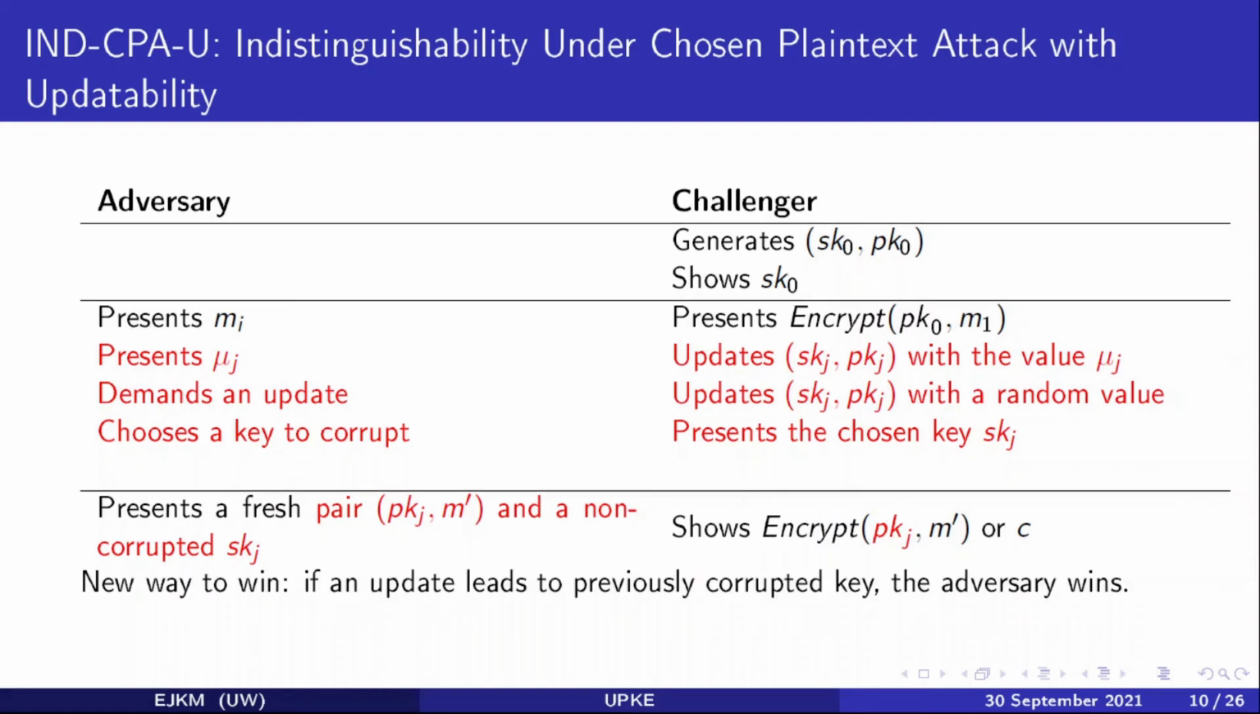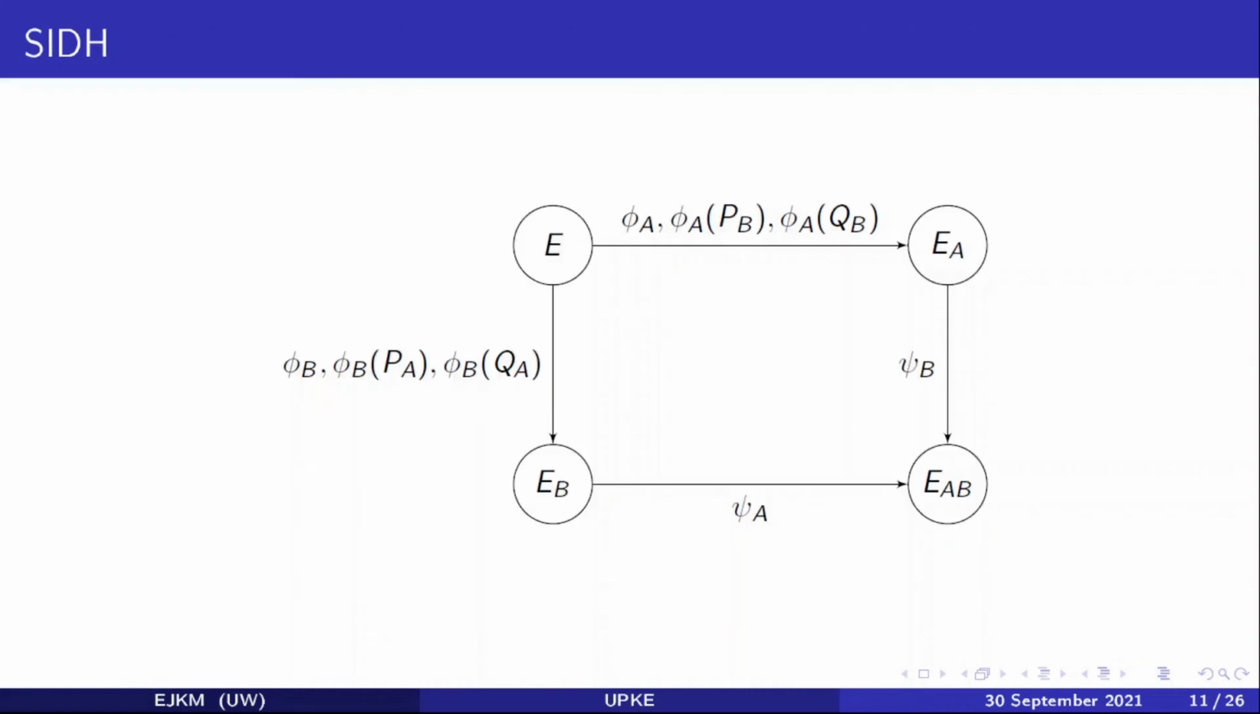Also in IND-CPA-U, we offer the adversary an additional way to win. That is, if they decide to corrupt the key and then find a chain of updates that lead to that key, they also win. This is because we want to represent post-compromise security.